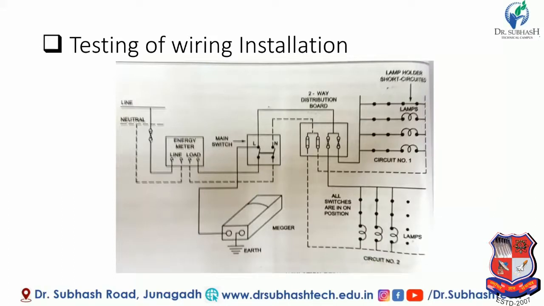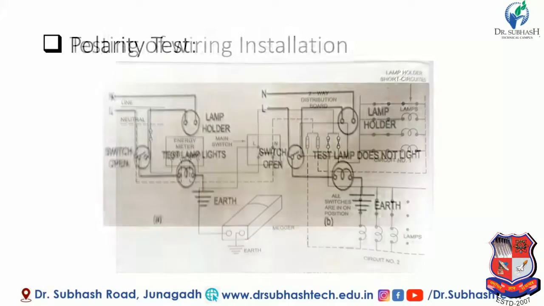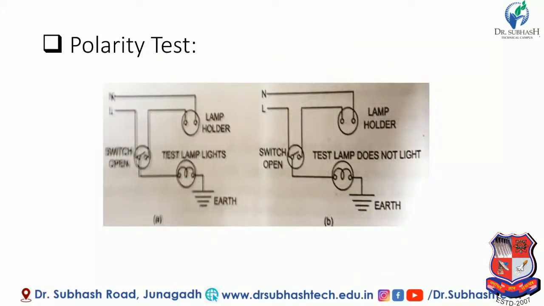Now you can test your wiring with the help of a meter. Next is the polarity test, to find which one is line and which one is neutral. If you don't know the connection of line and neutral, how will you identify it? One line is given to the open switch, test lamp and earth. Now you can see the lamp holder. If the lamp glows, then this is the line, and if the lamp doesn't glow, then this is the neutral.